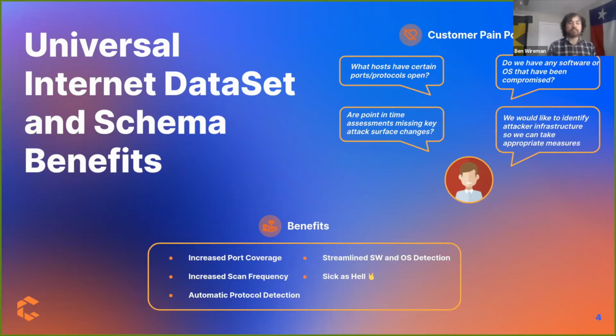It also has streamlined software and OS detection to better work with third-party tooling and automatic protocol detection so that we can tell you if you're running services on non-standard ports. It's also sick as hell, and I'm really excited to talk about it.